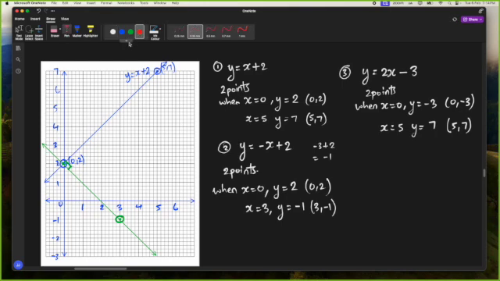Thankfully, I will draw this line in red. So I have the point 5, 7 here, that's already there. And then I have the point 0, minus 3, which is here.